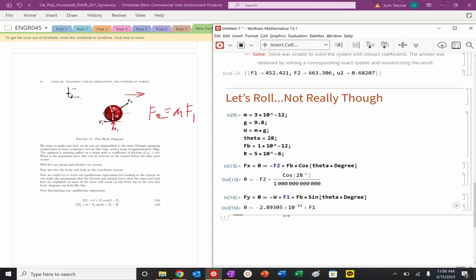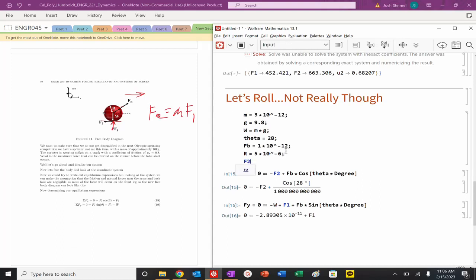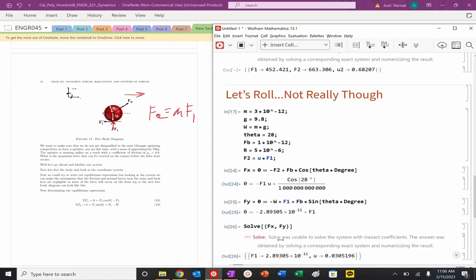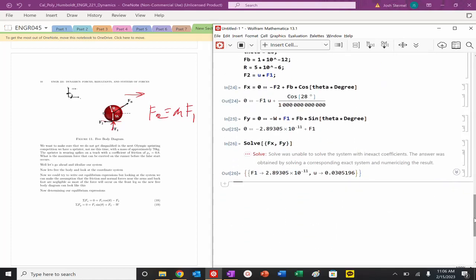So how many unknowns do we have? Good to check our unknowns: F1, F2, but I forgot to define here that F2 is equal to mu times F1. So let's define that here. Now how many equations do we have, and how many unknowns? Let's go ahead and solve Fx, Fy, and we got it. Not too much is required. Nice, easy solution. Thank you all for your help.